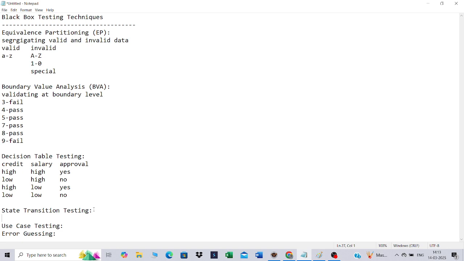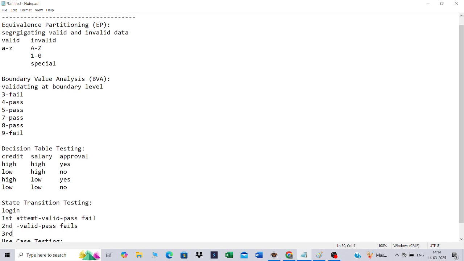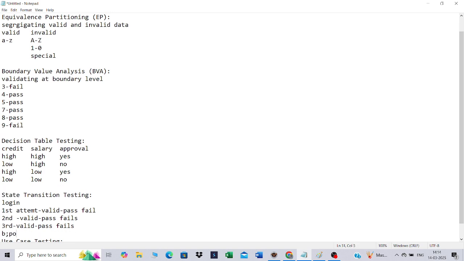Say, for example, I'm trying to log in to an account. If the first attempt is valid, then it should pass. If it fails, then it should come to the second attempt. In the second attempt, if it is valid, then it should pass. If it fails, it should come to the third attempt. Here, if it is valid, then it should pass. If it fails, then block. This is what state transitioning is, guys.